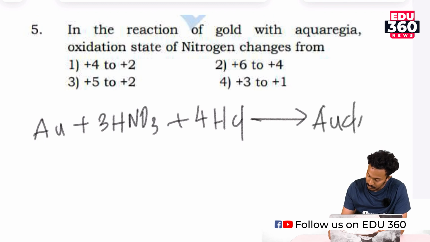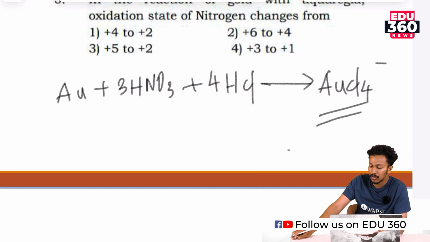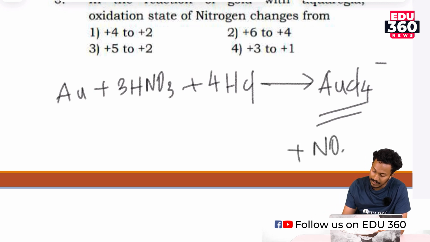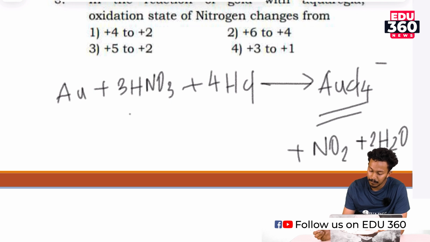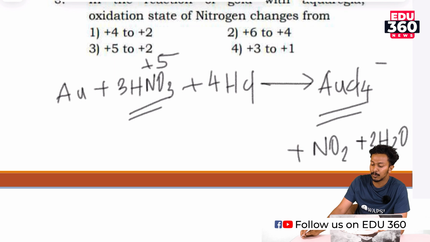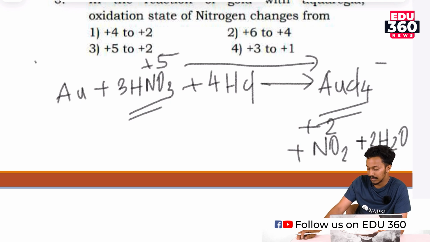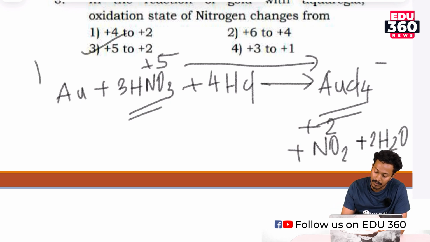tetrachloroaurate, AuCl4 minus. This is the anion that formed from the reaction of gold in aqua regia. Along with it we get nitrous oxide, nitrogen dioxide and water. Here the oxidation state of nitrogen in HNO3 is +5. You could calculate the oxidation state from the given compound and it changes from +5 to +2. It's given in the nitrogen dioxide. So the correct option would be option number 3.